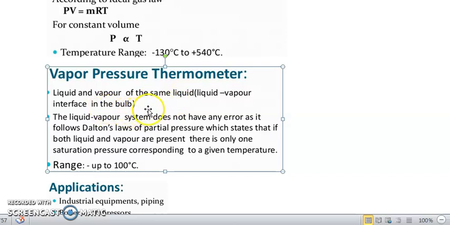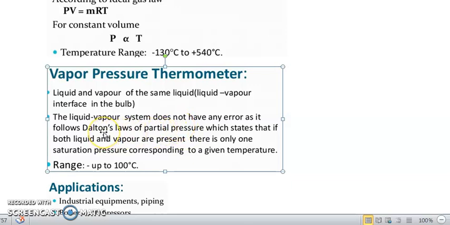Bulb means, as in a thermometer, the lowest part where mercury resides is known as the bulb. In the same way, in a vapor pressure thermometer, the measuring instrument has a bulb as a sensing part. The liquid-vapor system does not have any error as it follows Dalton's law of partial pressure. In the three different types of pressure thermometer, the phenomena are totally different.